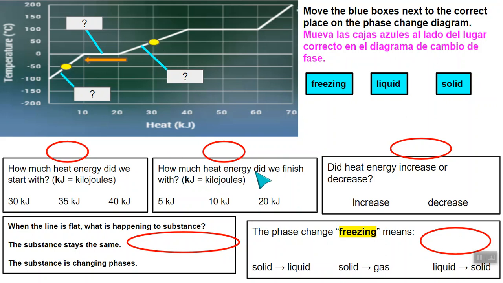How much heat energy did we finish with? We finished here. How much energy is here? Terminamos aquí. ¿Cuánta energía está aquí? 5 kilojoules, 10 kilojoules, 20 kilojoules. Pause the video to answer this question. Pausa el video para contestar esa pregunta.